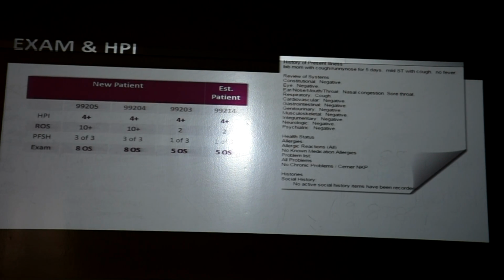So, examine HPI, I'm not going to go over very much because this isn't really a problem, but I did want to show you what the requirements are. You can see for all of your higher levels of service, established and new patient, you need the 4 HPI. For the level 3, you actually need it as well on the new patient. The 4 and the 5 on the new patient, your 3 of 3, drops down to 1 of 3 on that past family social history with established patient.